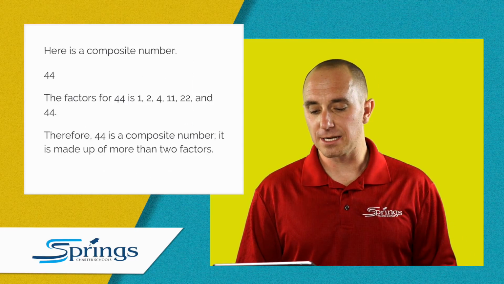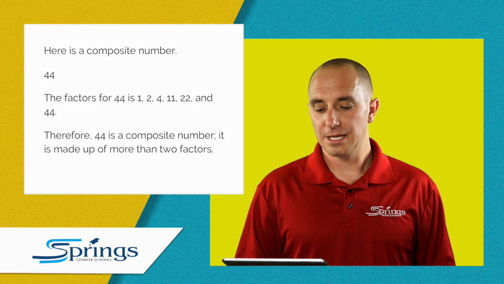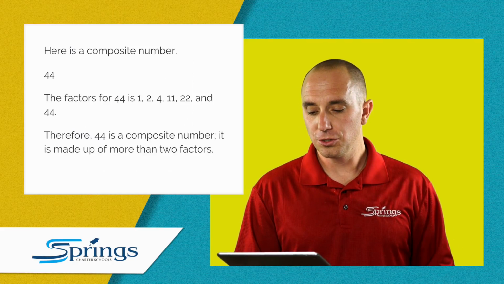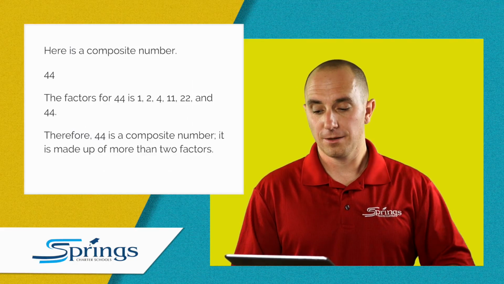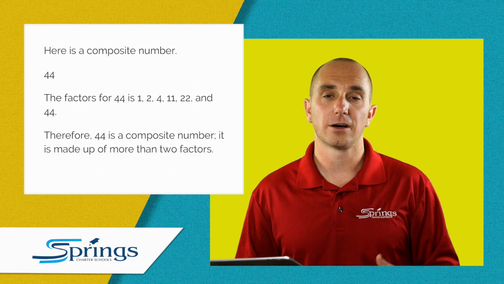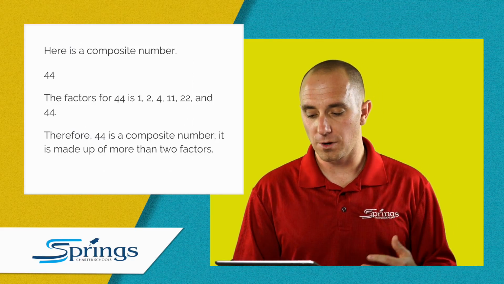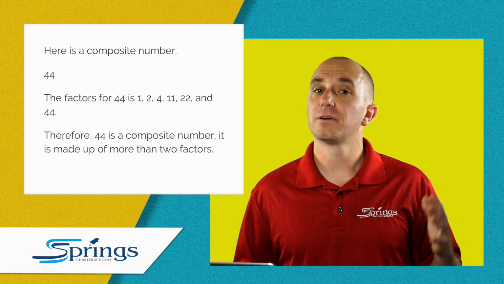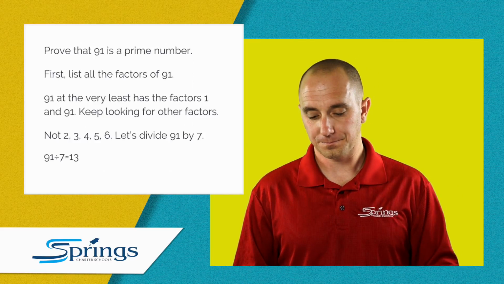Okay, so here's a composite number. We have the number 44. The factors for 44 are 1, because 1 and 44 go into it, 2, because 2 and 22 go into it, and 4 and 11 go into it, so it obviously has more than 1 and itself as factors of the number 44. So therefore, 44 is a composite number. It's made up of more than two factors.